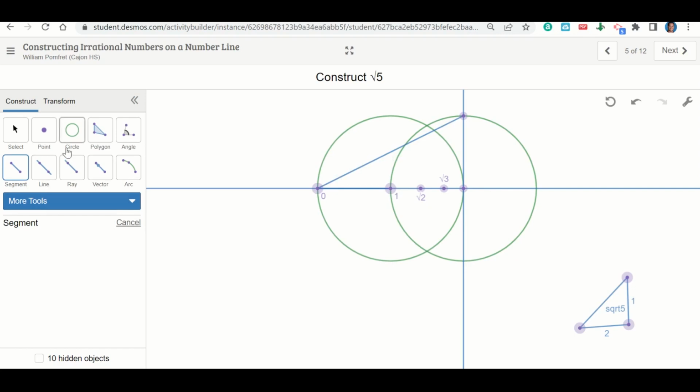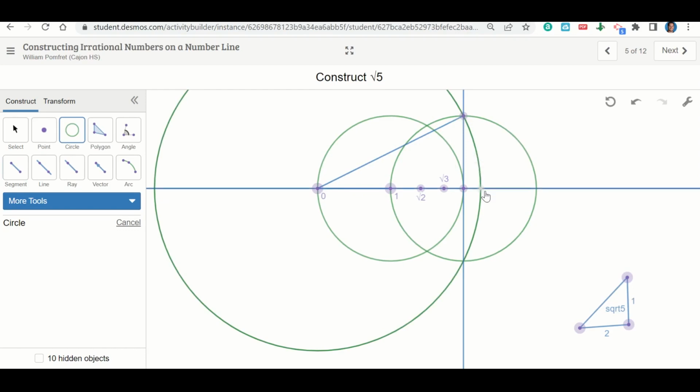Now all I need to do is use my circle tool to go from this point out to this point there. And this has a radius of square root of 5. So when I go down to here, I also have a radius of square root of 5. Now all I need to do is put a point where they intersect right there. And that point should represent square root of 5.